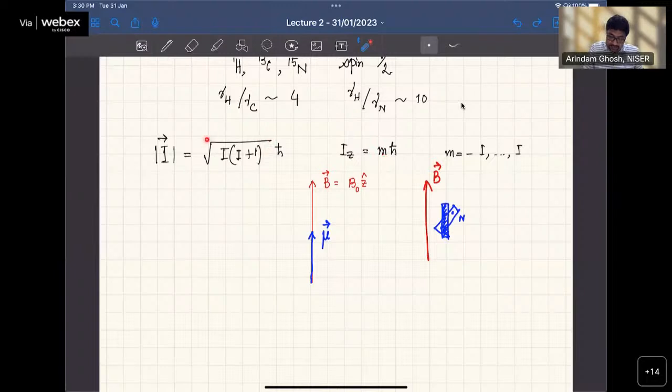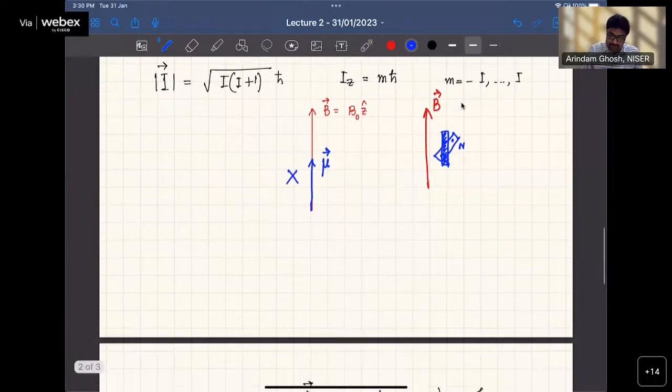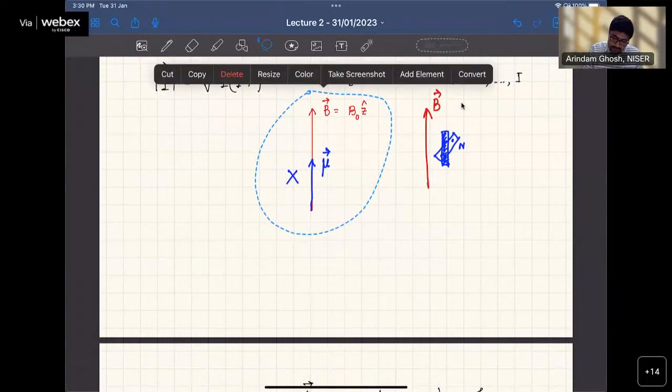And this particular quantity is even larger than I, because if you do not have this 1, then it's the square root of I squared, which is I, fine, but we have I into I plus 1. So because of this 1, this whole quantity is larger than I, which is the largest Z component. That means that quantum mechanics will never allow this to happen. What will happen is that this, let me just copy this part, I don't have to draw it again.